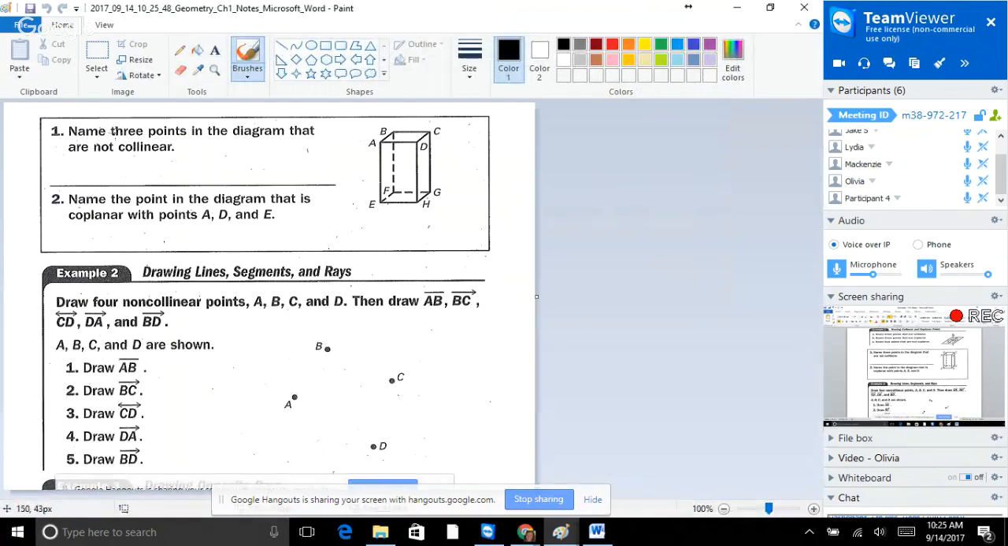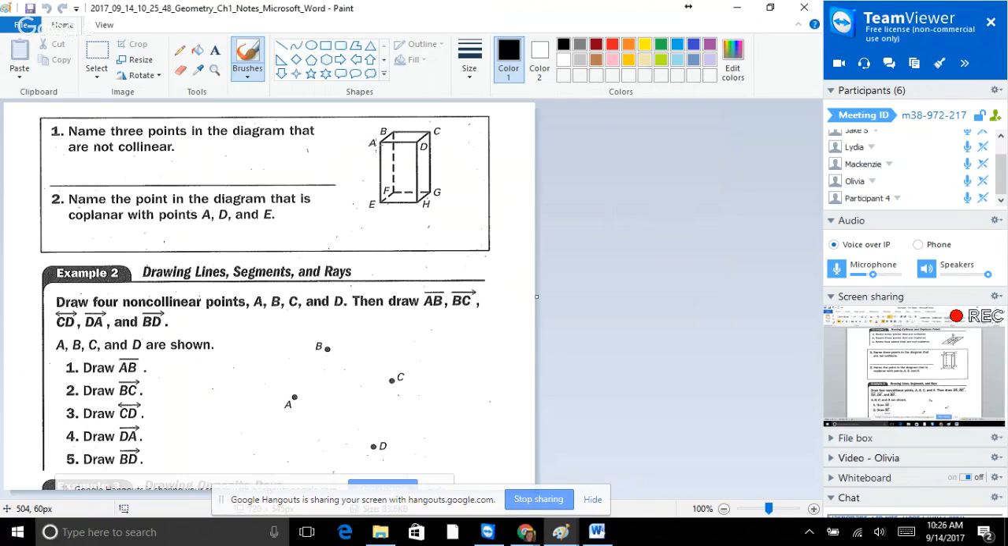So the first thing says, name 3 points in the diagram that are not collinear. The first thing to remember is, what does collinear mean? If you remember, we talked about points, lines, and planes, and we talked about collinear. That word has the word linear in there, which is like a line. So collinear points are on the same line. What they're asking is, name 3 points in the diagram that are not collinear. You'll see they have this nice box drawn out for us, and this should be pretty easy.